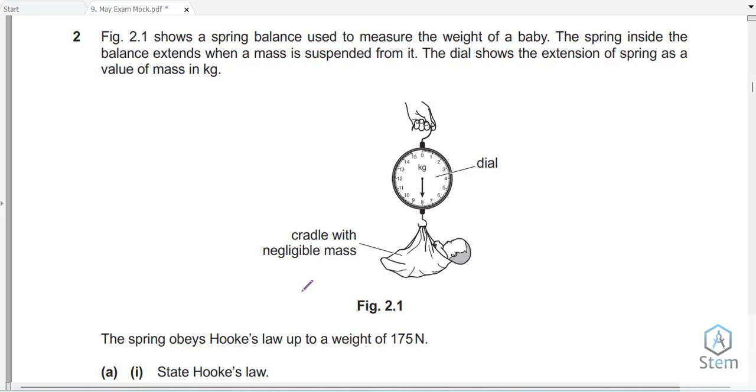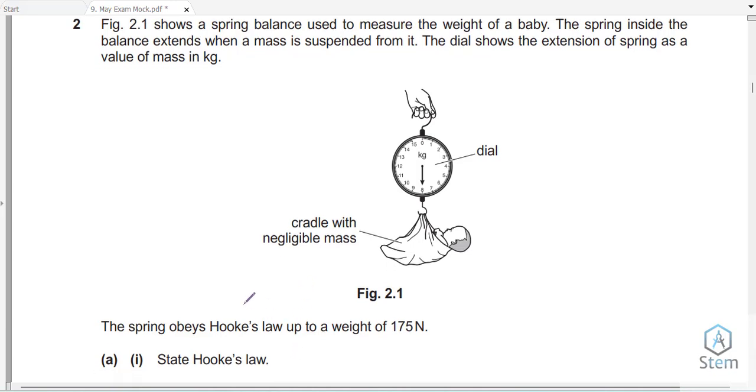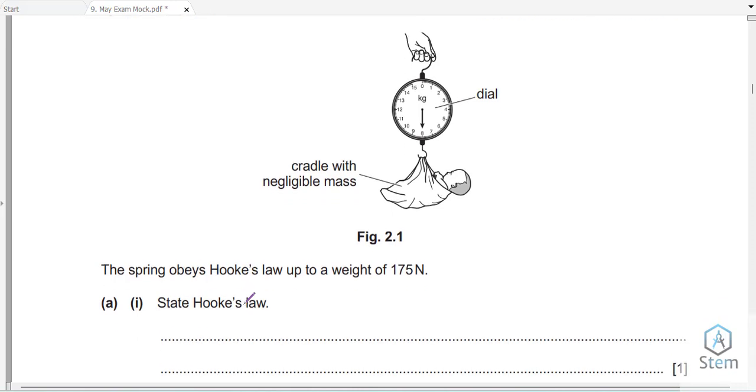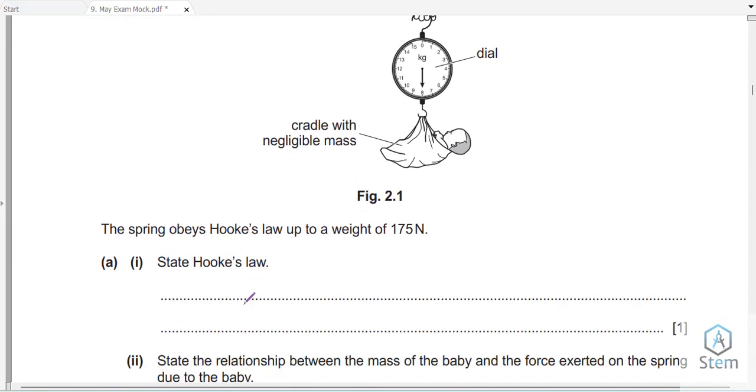The second question says, the diagram shows a spring balance used to measure the weight of a baby. The spring inside the balance extends when a mass is suspended from it. The dial shows the extension of the spring as a value of mass in kgs. The spring obeys Hooke's law up to a weight of 175 newtons. State Hooke's law.